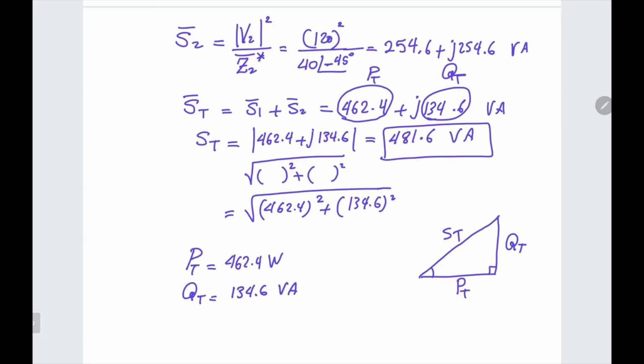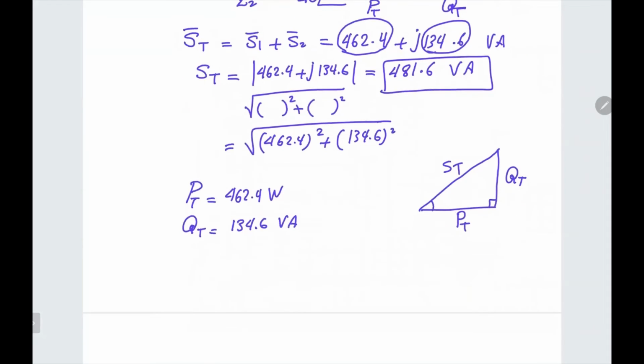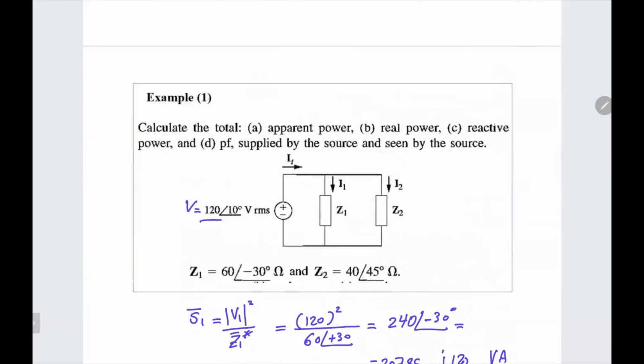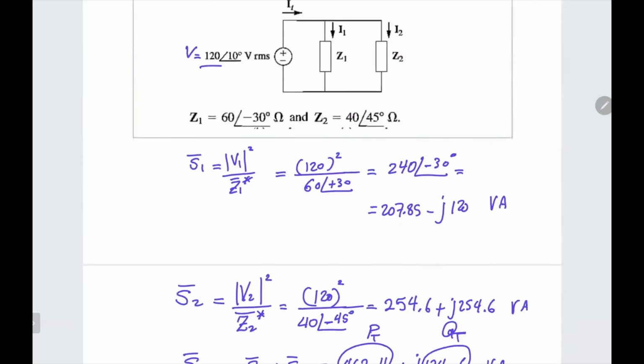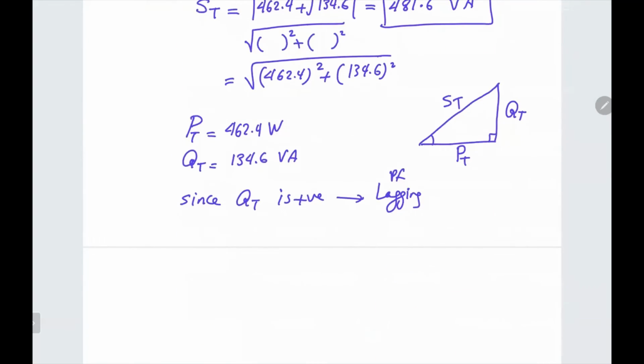What does it mean? Does it mean the total power factor of the system is lagging or leading? Lagging, that's right. So I'll say since QT is positive, the power factor is lagging. I'm sure you will be asked about the power factor. How can you find the power factor of the whole system? The unit for Q, I think. That's right, it's VAR. Thank you. Volt-amp reactive.